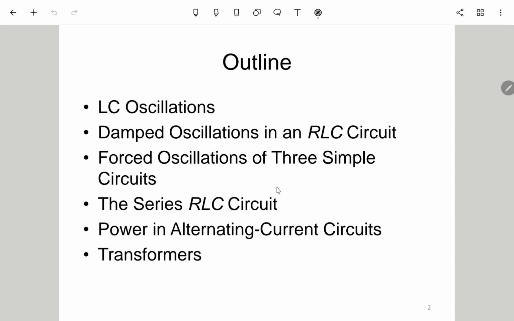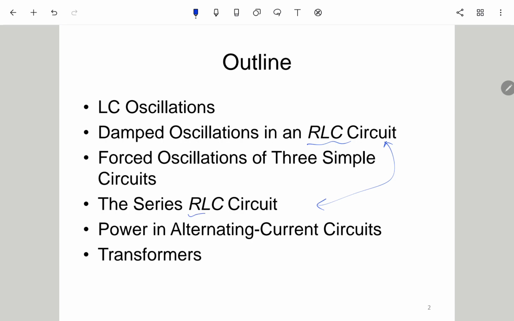When you study this chapter, you may be confused: what is the difference between this part and this part? For this one, it is about the RLC circuit without any input. We only have some energy stored in the L or C, and after that moment, the energy will oscillate in the LC circuit.